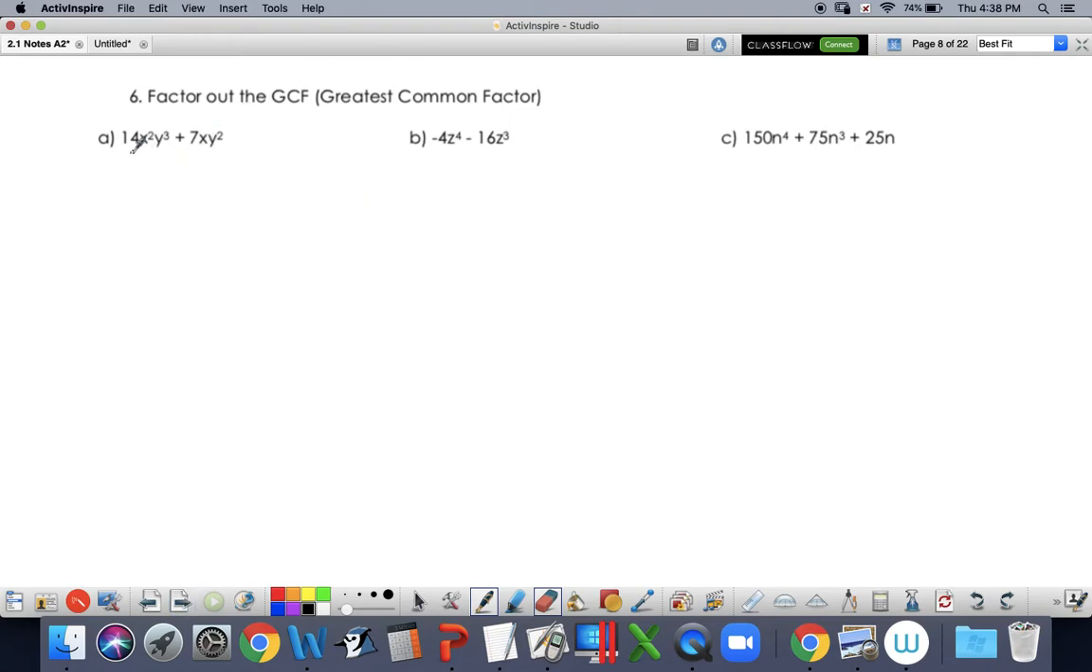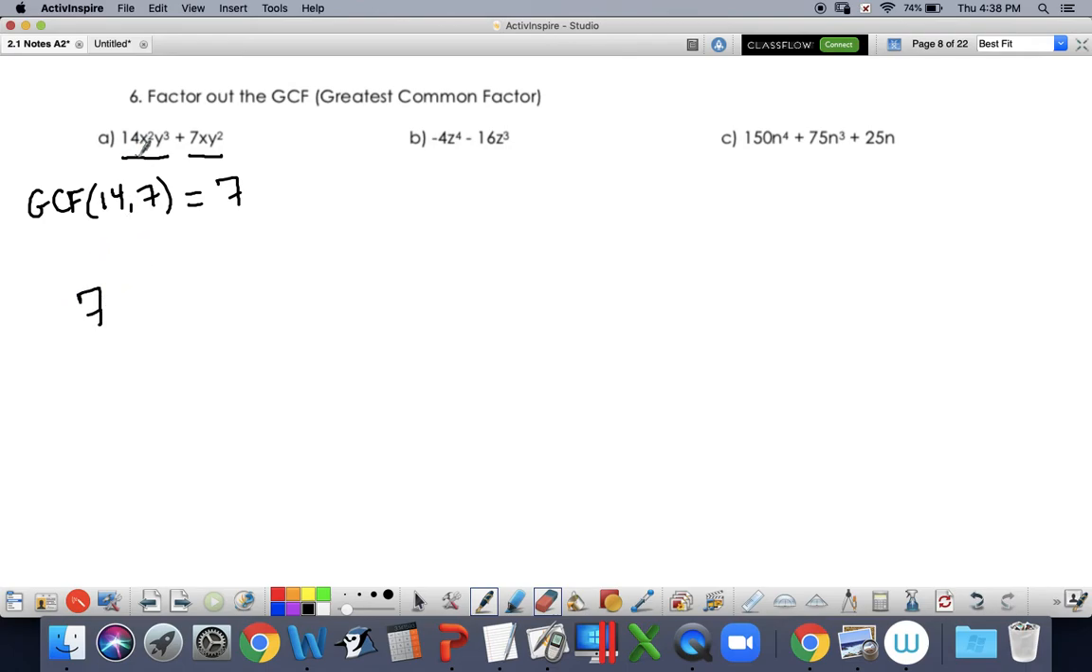So in example A, I see I have 14x squared y cubed plus 7x squared xy squared. So I have to figure out, I have two terms here, what is common in both this term and this term. So the first thing I do is I think, okay, what's my GCF of 14 and 7? What number divides into both of those? Well, it's 7. So I'm going to bring a 7 out.